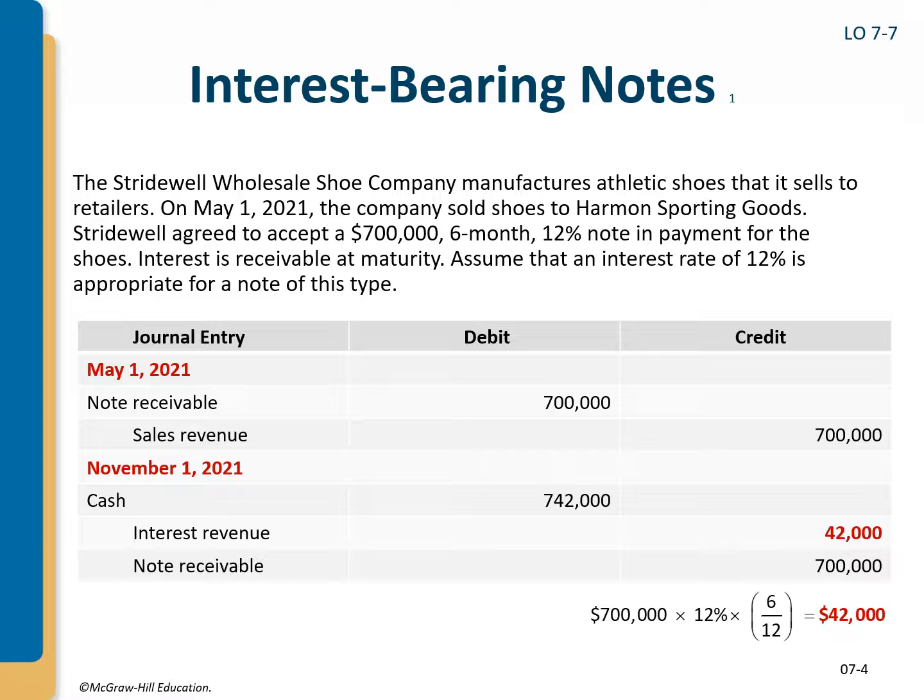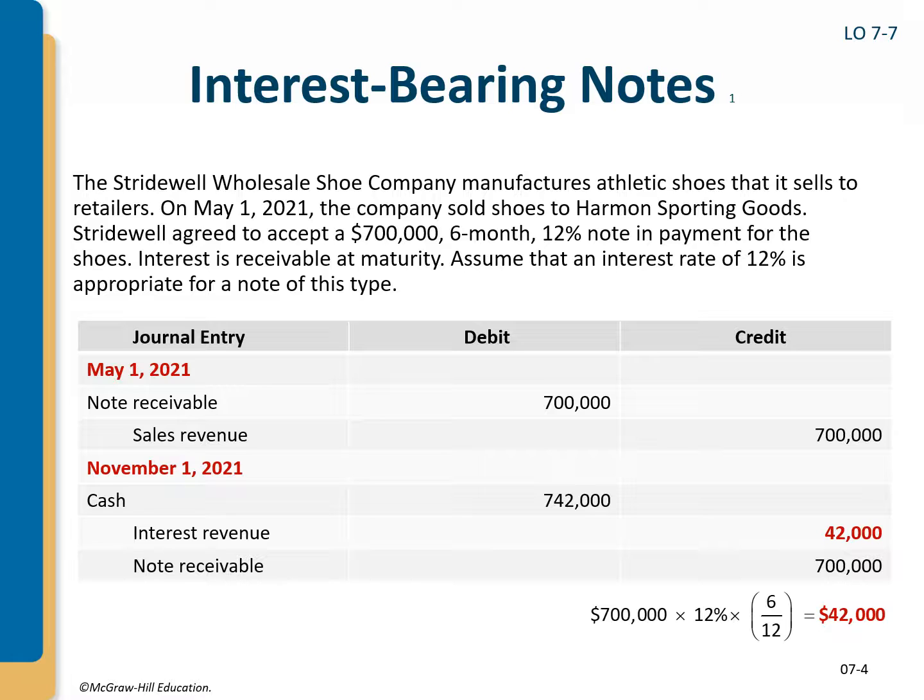So in this example, Stridewell Wholesale Shoe Company manufactures athletic shoes that it sells to retailers. On May 1st, 2021, the company sold shoes to Harmon Sporting Goods. Stridewell agreed to accept a $700,000 6-month, 12%, remember that's an annual interest rate, note in payment for the shoes. Interest is going to be received at maturity. Okay? And this interest rate is normal for loans of this type.